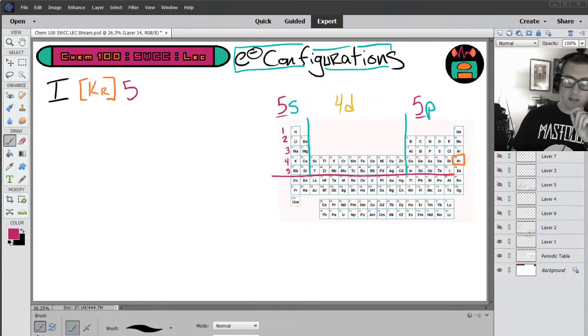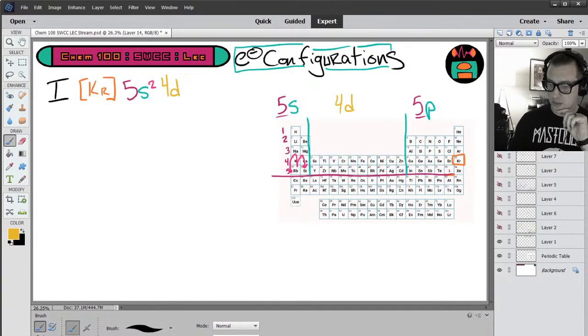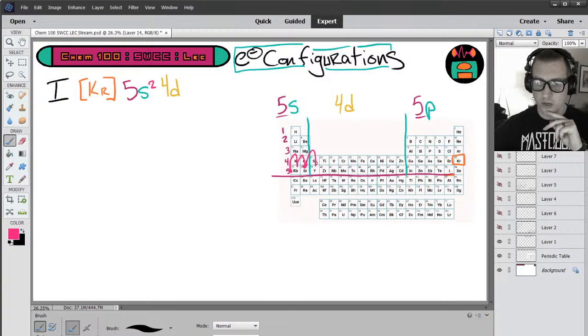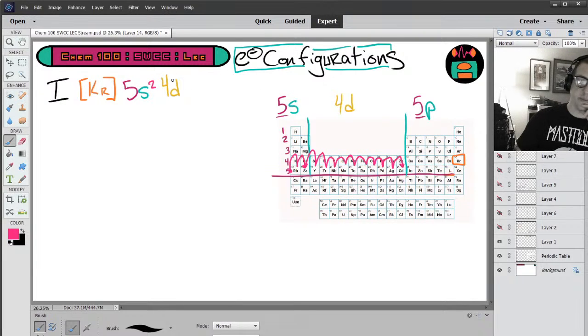All right, so let's begin our journey through. First, we start on the very edge, count 1, 2 spaces into the S block. So this is 5s2. Now we're about to cross into the D block, so we write 4d, and we cross 1, 2, 3, 4, 5, 6, 7, 8, 9, and 10. All 10 spaces through the D block.